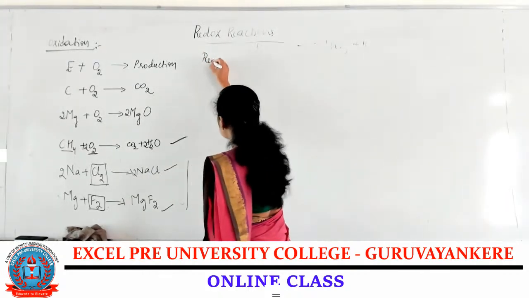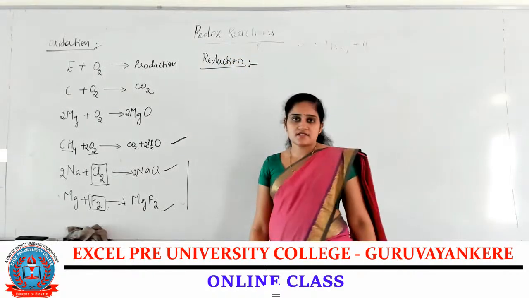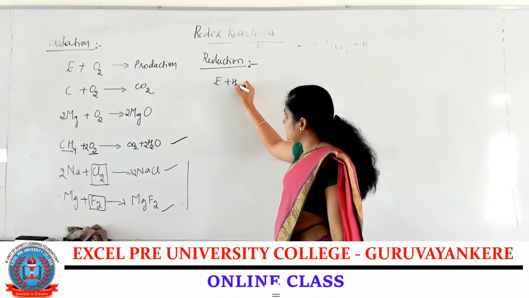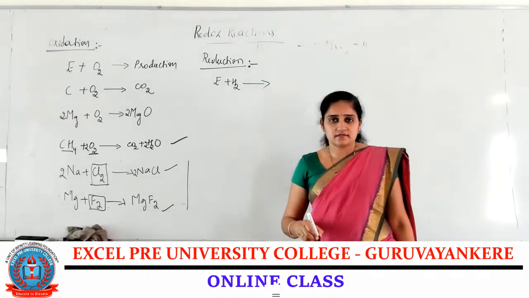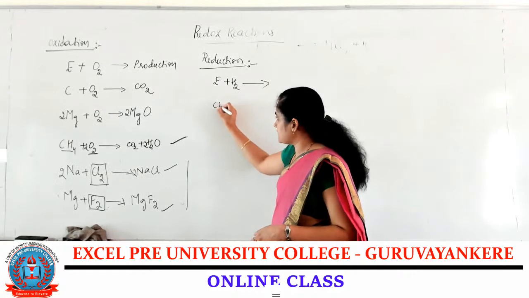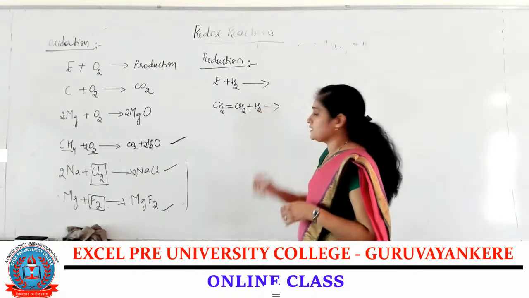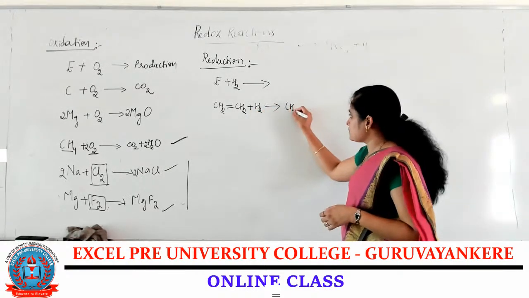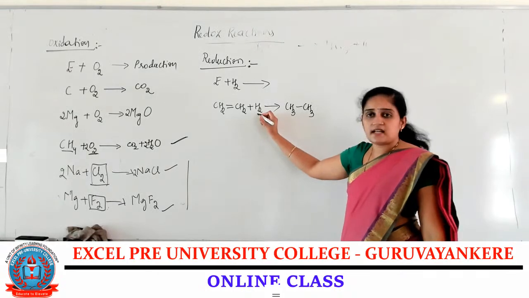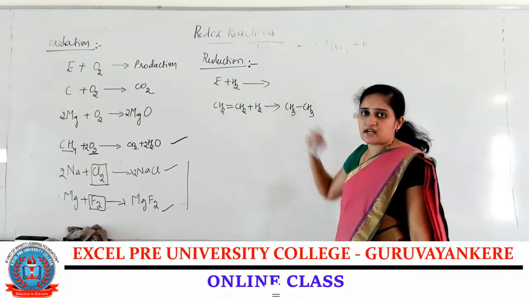Now, the opposite reaction, that is the reduction reaction. Reduction reaction is nothing but the addition of hydrogen to the reaction. For example, CH2 double bond CH2, ethene, when hydrogen is added, gives rise to CH3 single bond CH3. Ethane is formed. This is a reduction reaction: ethene plus hydrogen gives ethane, addition of hydrogen.